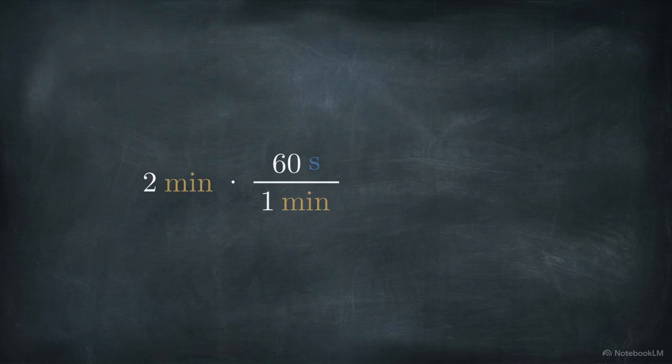If we want to convert 2 minutes into seconds, we set up an equation using the ratio that puts seconds on top. The core rule here is to treat your units exactly like algebraic variables. The minutes on top cancel out diagonally with the minutes on the bottom, leaving you with 120 seconds.